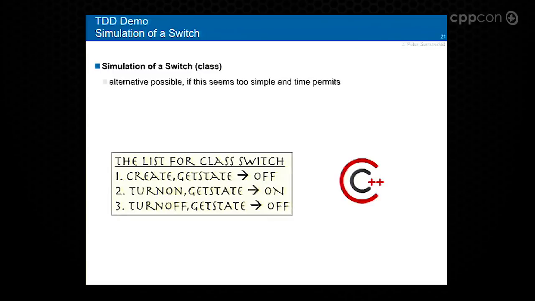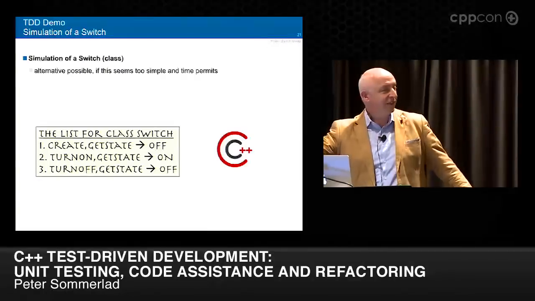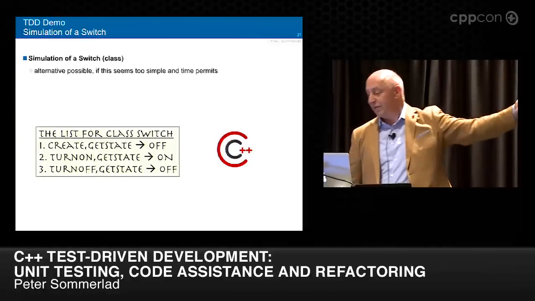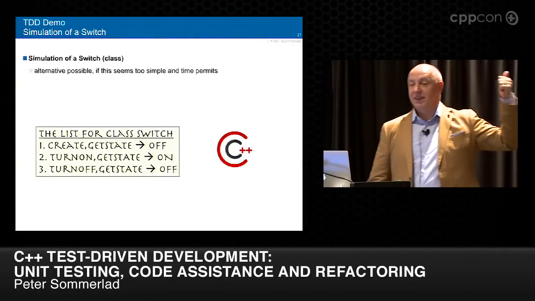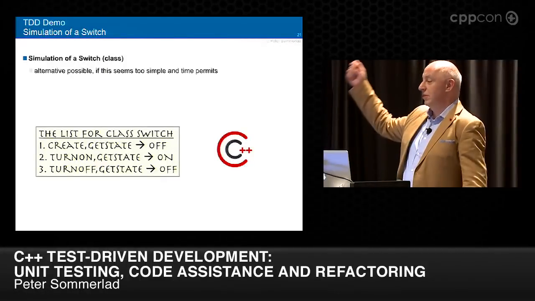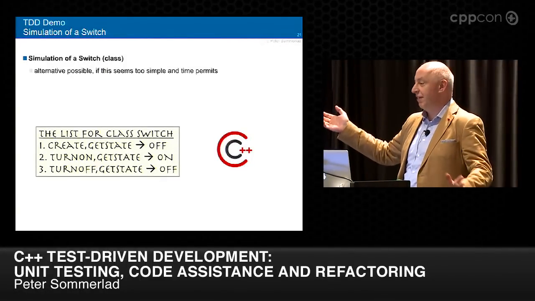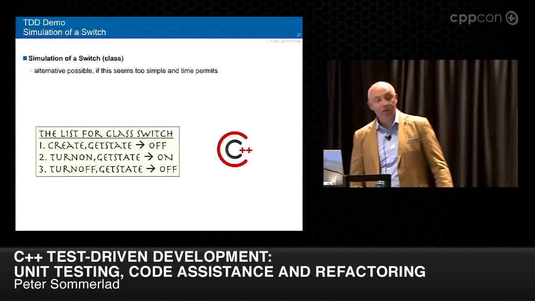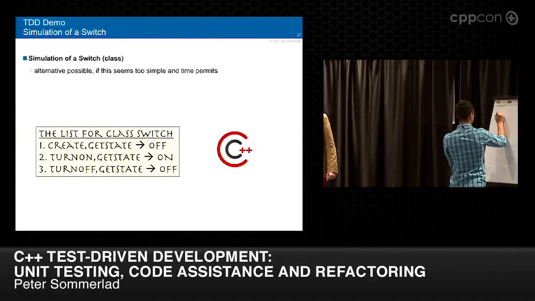We start out with a list. In a typical TDD cycle, because I forget things that I might have thought about, I write down a list. So we want to create a switch class that simulates a light switch on and off. Simple enough, but to make it live, we have to do it simple. So the first step is we want to create the switch and see if it's off.